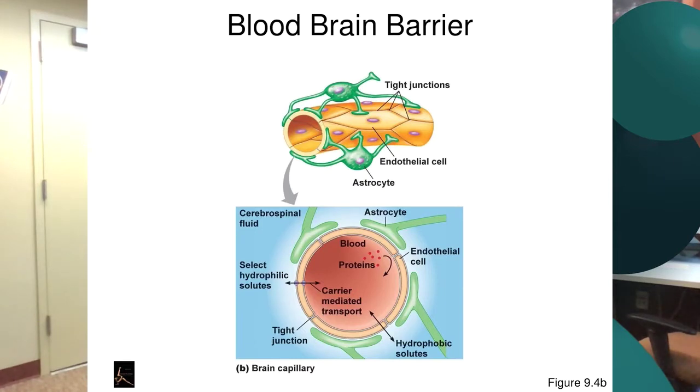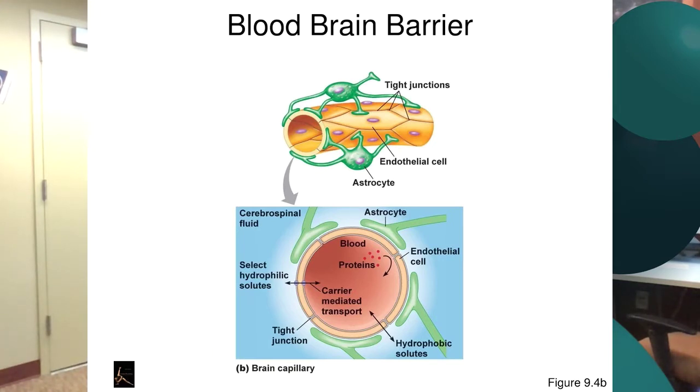Again, we want to be really careful about controlling what gets in there. So there are tight junctions in between the cells that make up the capillary. Those cells are called endothelial cells. It's a type of epithelial cell. It is an epithelial cell, but when we refer to epithelial cells associated with the cardiovascular system, which capillaries are, we refer to them as endothelial cells. So you'll hear that again when we do the cardiovascular system.